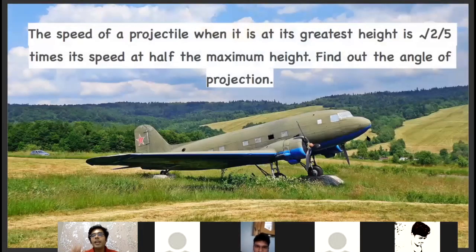Demo. Let me help you understand what is the difference between toppers, average, and below average students. So I have a very simple question for you. It's a question from Projectile Motion. I will give you 3 minutes to solve.